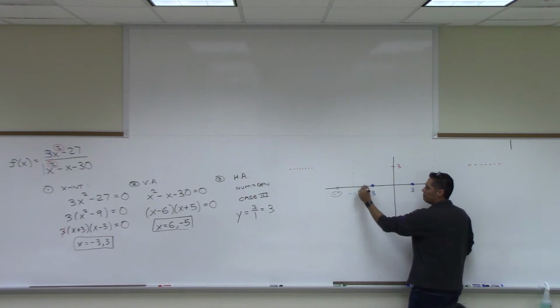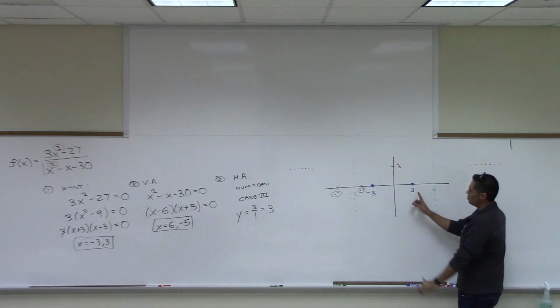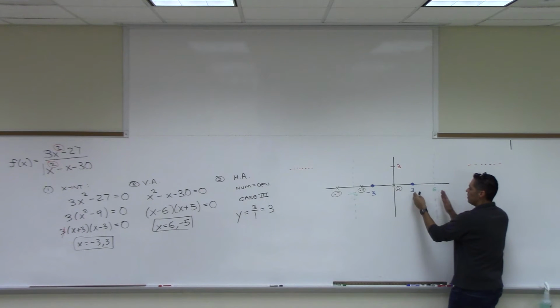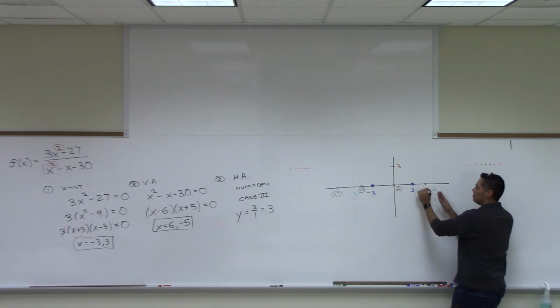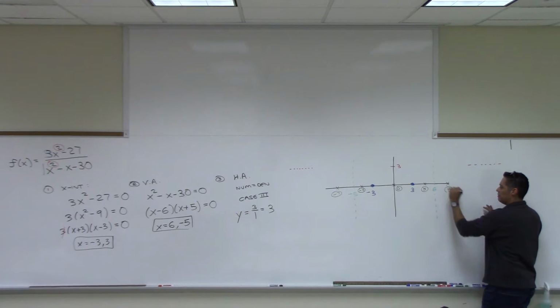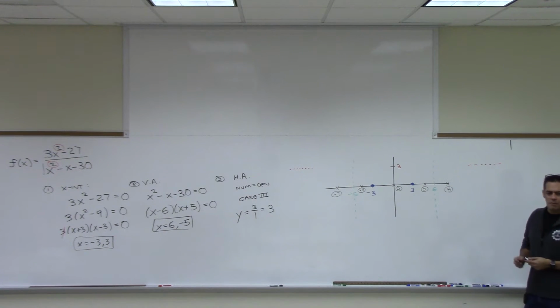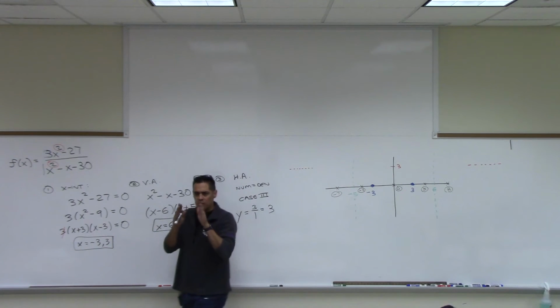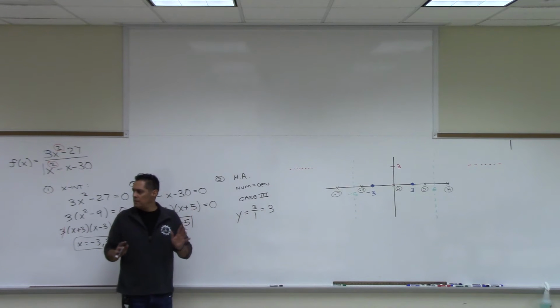Between here and here, there's only one good number, -4. Between these two, 0 is a good one. Between here and here, I could do 4 or 5, so I'll do 5. And then over here, anything I want, I'll use 8. Does anyone have a question on how to pick the test points, or making sure you get the ones you need?